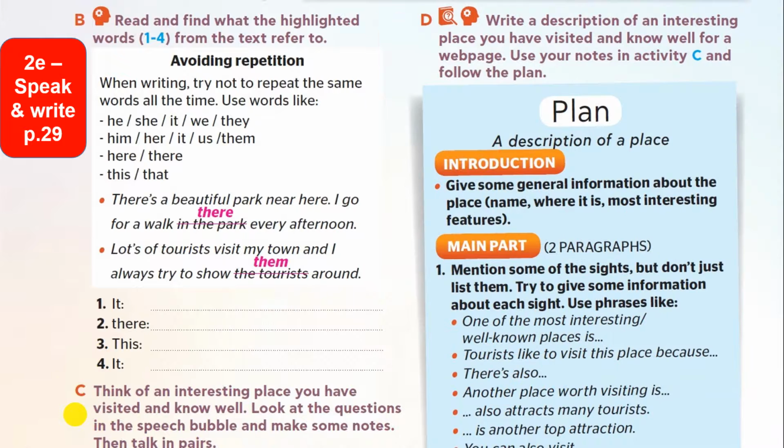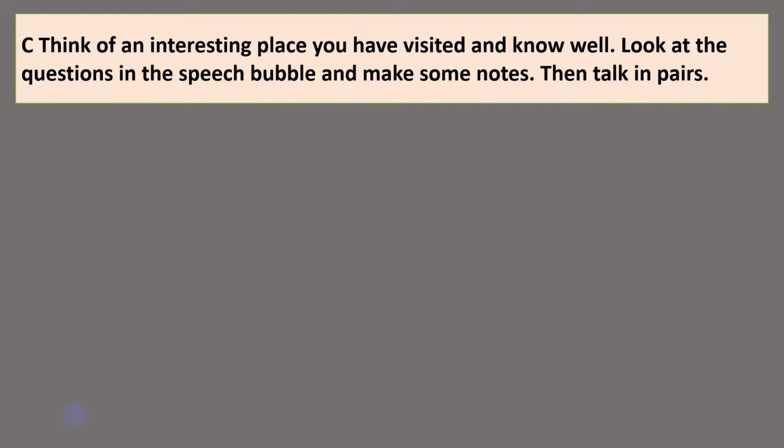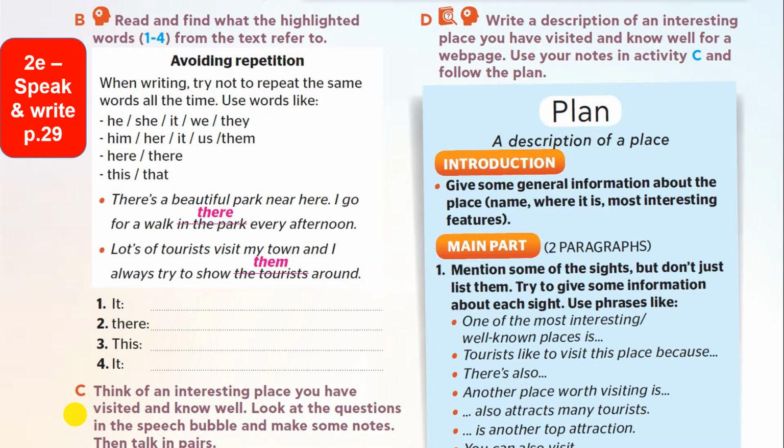Now, let us continue. Okay, done. Before that, what we are going to do now is to practice rewriting. Have a look at exercise D. Write a description of an interesting place you have visited and know well for a web page. Use your notes in activity C and follow the plan. I have here the plan.